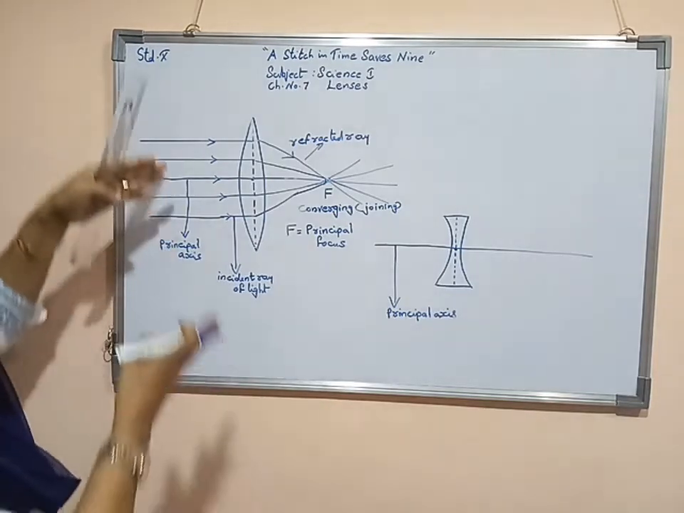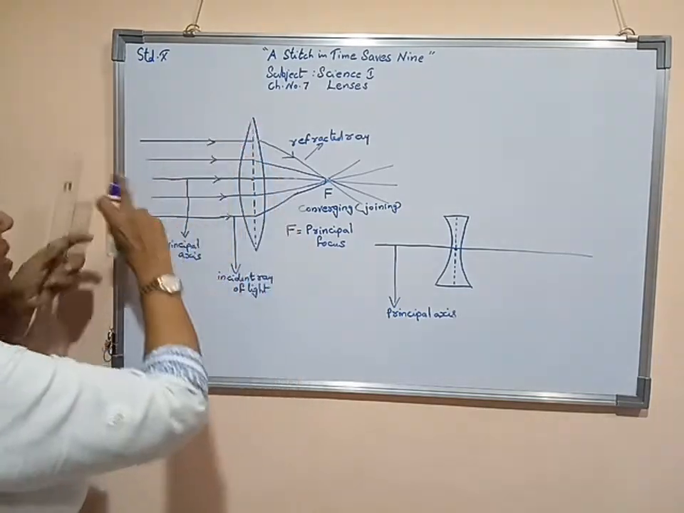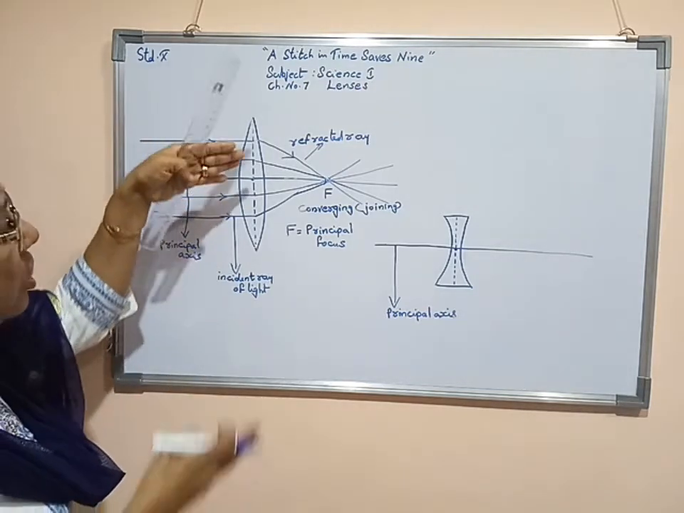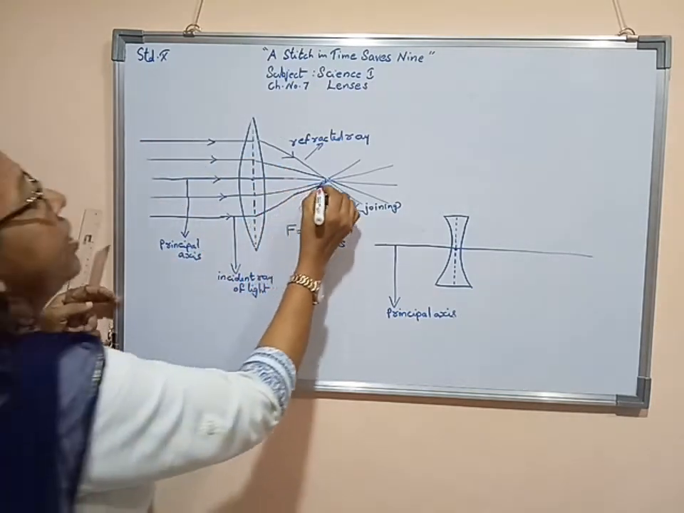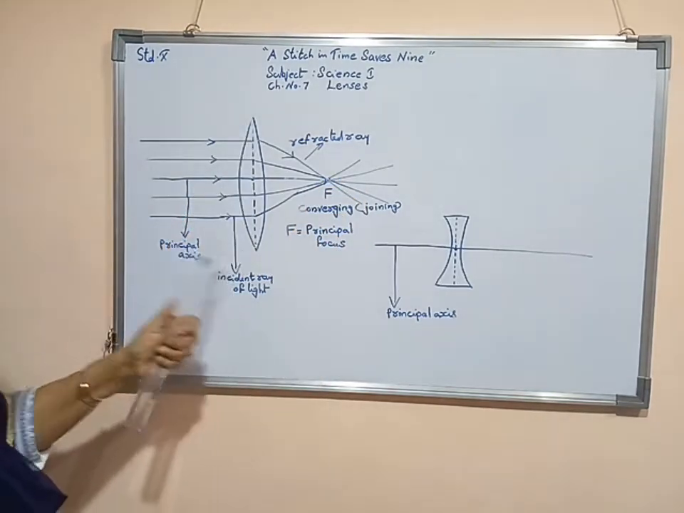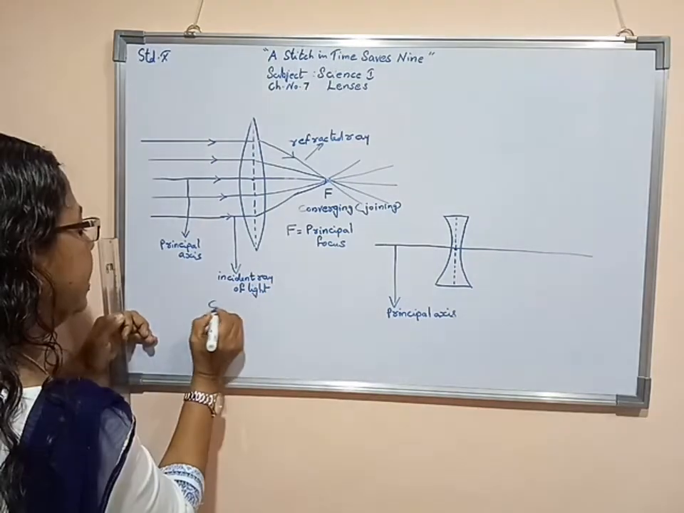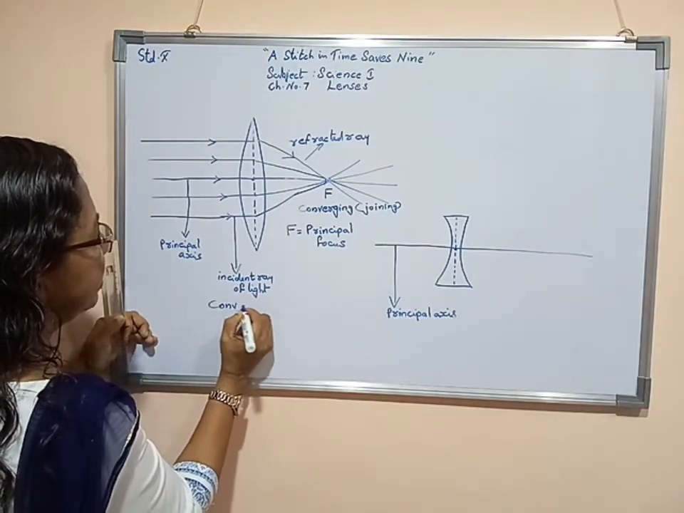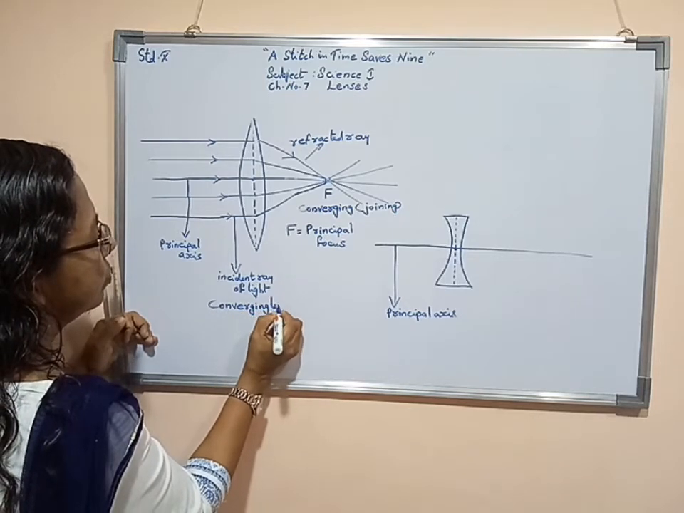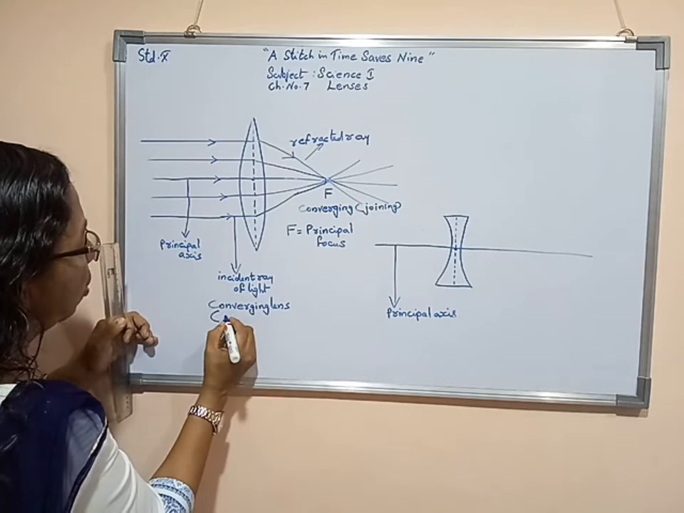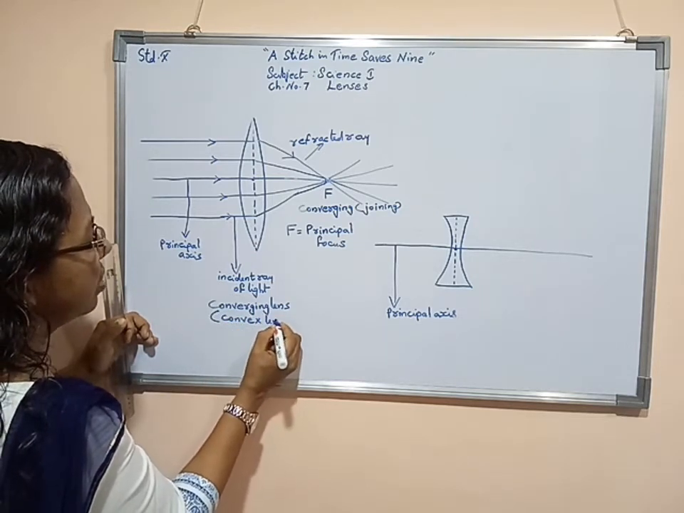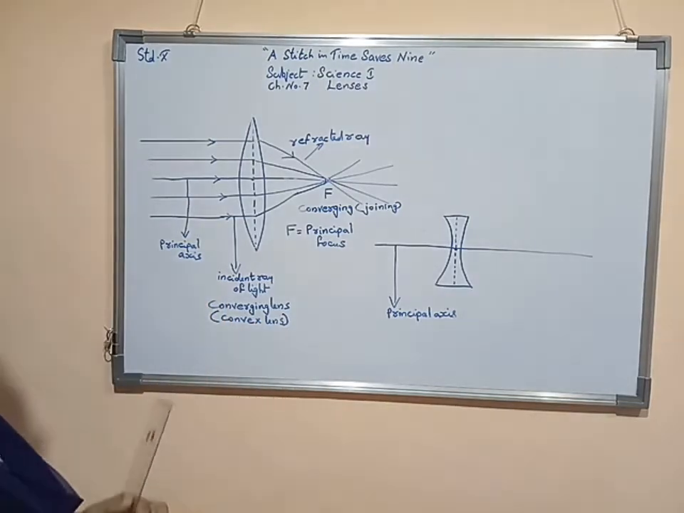Now we can say that when rays of light coming from any source go and join at a spot, this spot we call the principal focus, and this lens we call a converging lens. So we can say that a convex lens has one more name, that is converging lens.